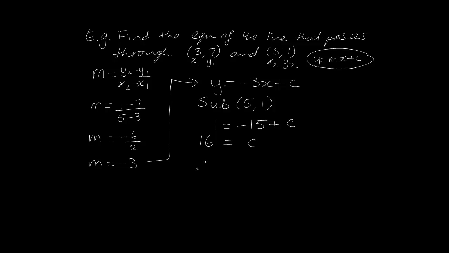So now that I've got my m value and my c value, I can give the equation of the line. My answer would be y equals negative 3x plus 16. Some people may write that as y equals 16 minus 3x, just so that the first term is not negative, but it's still the same equation.